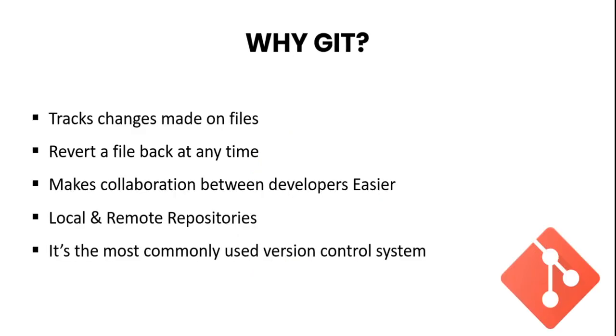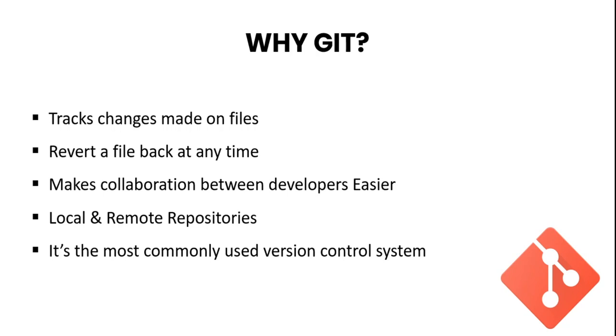One of the common reasons why developers use Git or any version control system at all is because they help track changes made on files. So it is easy to know who made a change and when the change was made. Git also makes reverting a file back at any time easy. You can even revert an entire project or a repo. So let's say you had a working project, but then you implemented a new feature that causes the code to break. It is easy to revert that project back to a point where it was working fine.